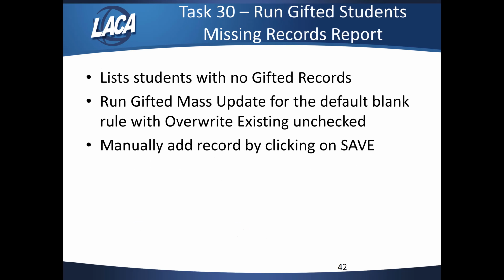There's a gifted missing report that lists any students that don't have a gifted record. If you have a bunch of kids, or even any kids, you can run your gifted rule or gifted mass update with the default rule and do not check override existing. Or you can go into that student's gifted record and hit save and it will create the record.